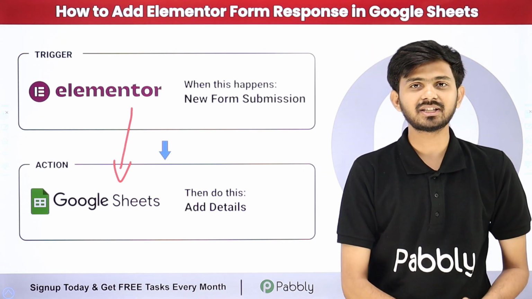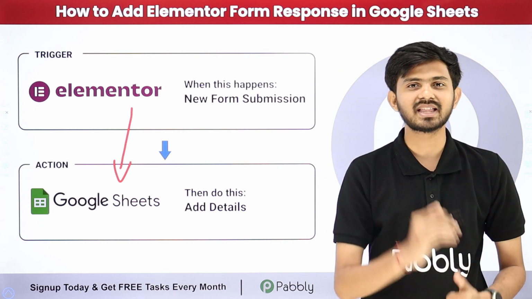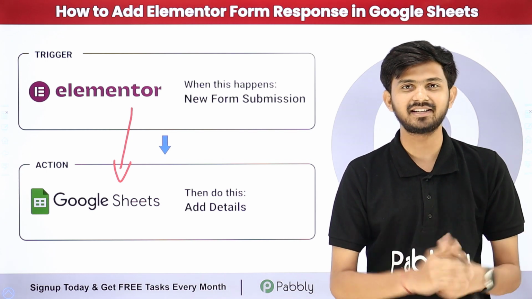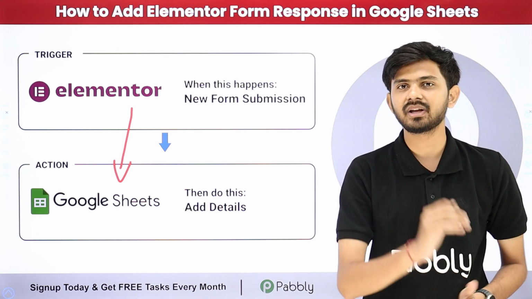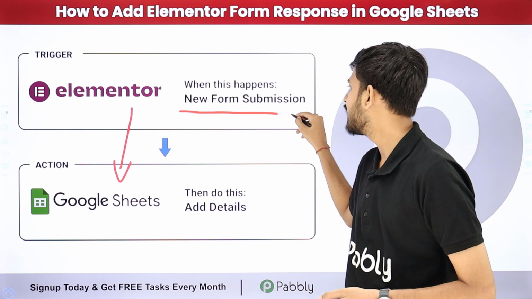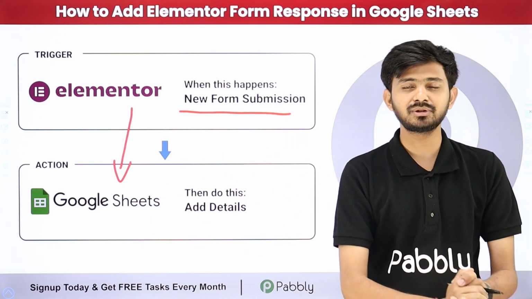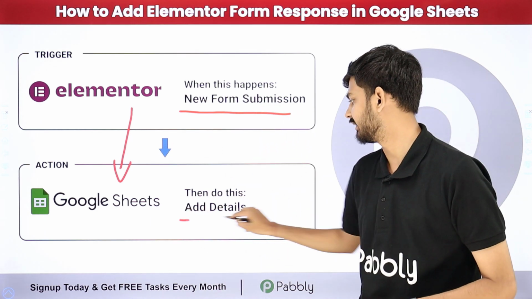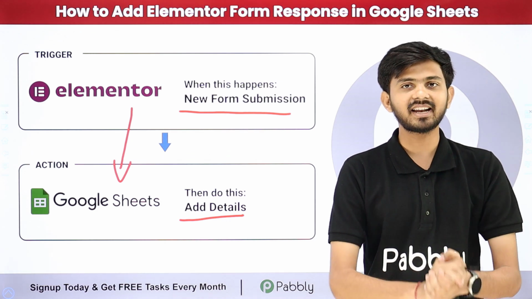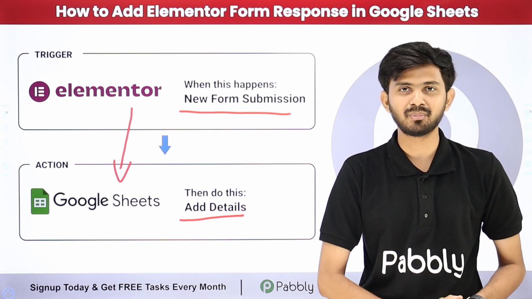So for building this connection, I'm going to use Pabbly Connect, which is an amazing software for automation and integration. Now with Pabbly Connect, whenever I receive a new form submission, then automatically the details of that form submission will be added in my Google Sheet. So how am I going to build this connection? For that, let me take you to my computer screen.